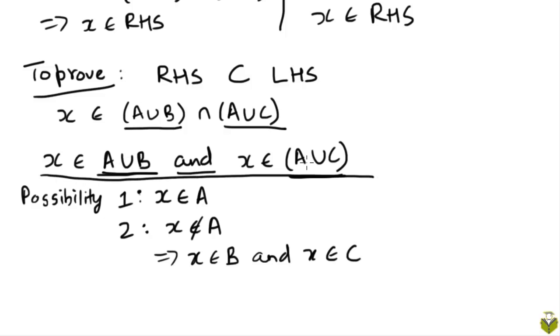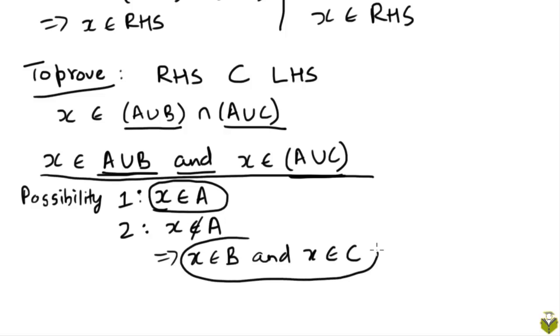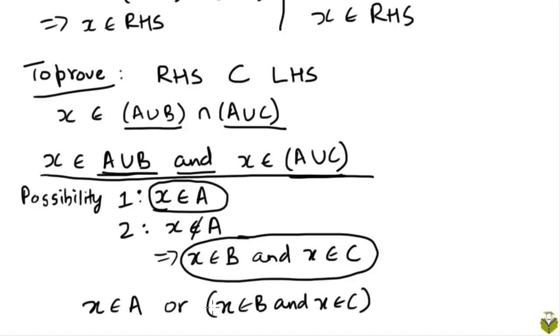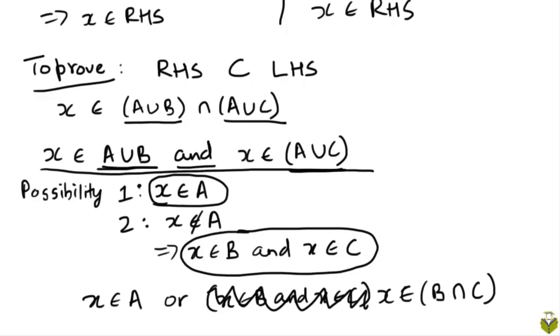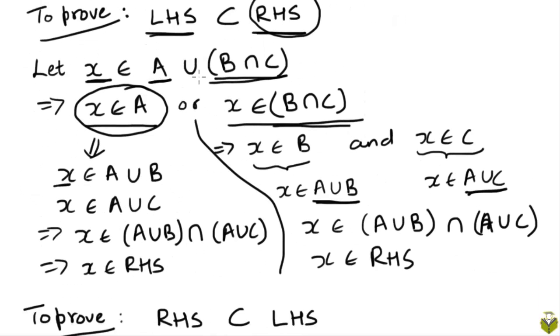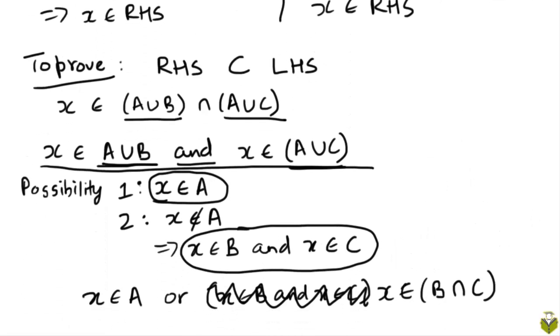If X belongs to both of these sets, either X belongs to A or it does not belong to A. If it does not belong to A, it must belong to both B and C. So this means that either X belongs to A or it belongs to both B and C. So we can say that X belongs to A or it belongs to B and to C. In other words, it belongs to B intersection C. So if X belongs to A or X belongs to B intersection C, it must belong to A union (B intersection C). It must belong to their union.